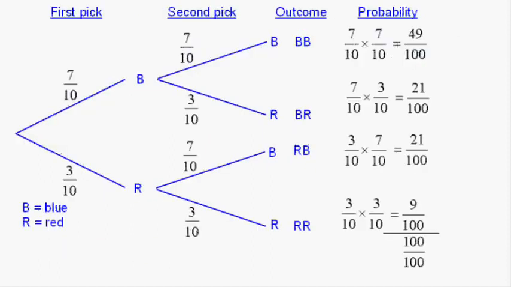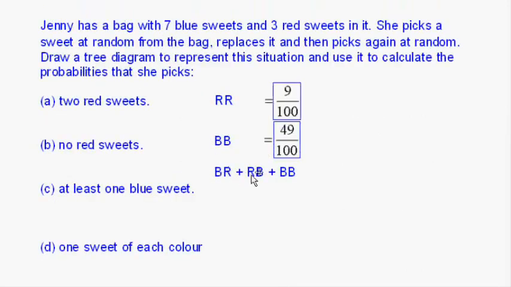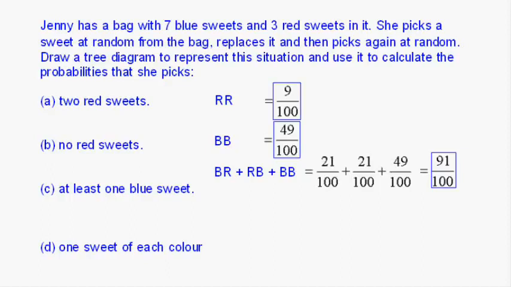Now we get a bit more complicated. We need to find at least 1 blue. So this has got a blue, this has got a blue, this has got a blue. There are 3 possibilities. And we get these by adding because it's this or this or this. And if you remember, or in probability means add them together. So when we add those 3 together, we'll get our answer. It's blue-red, red-blue, or blue-blue. Adding them together, we get that, which totals to 91/100.